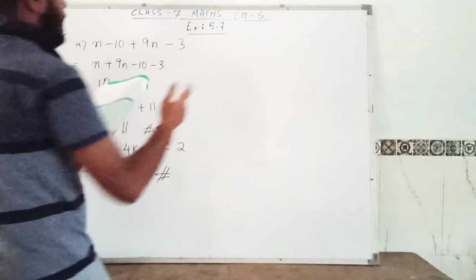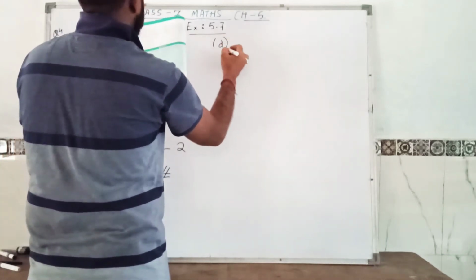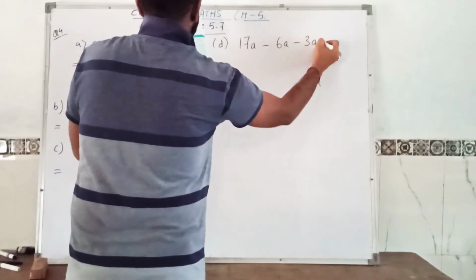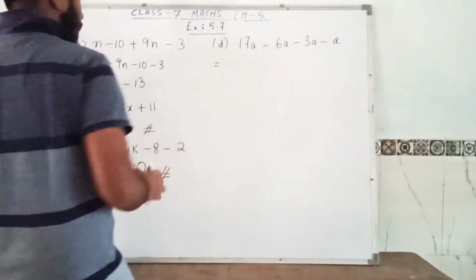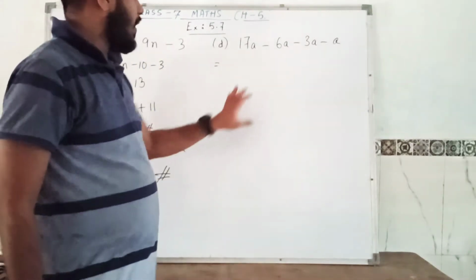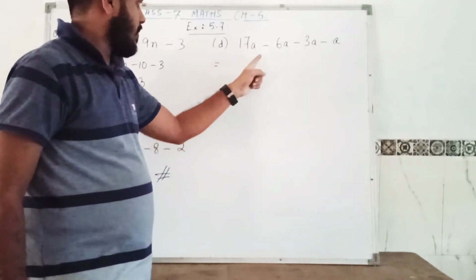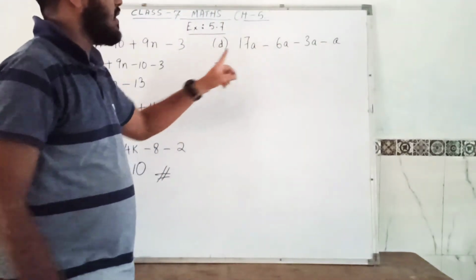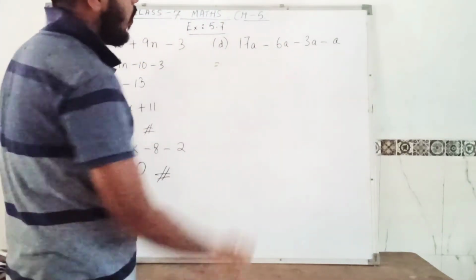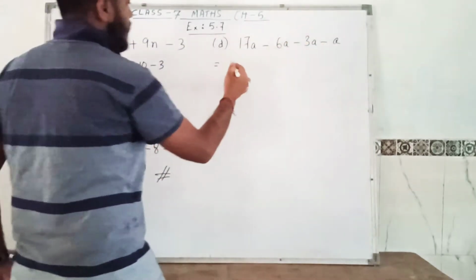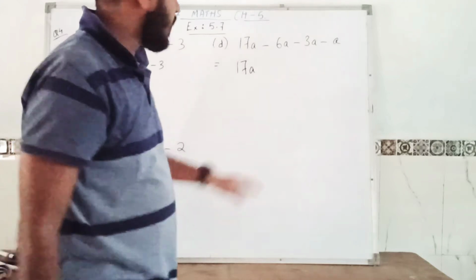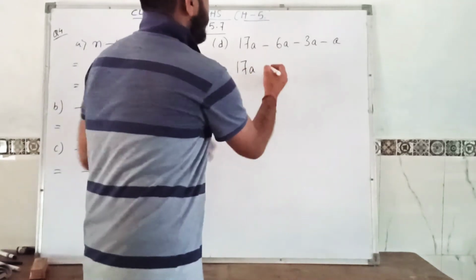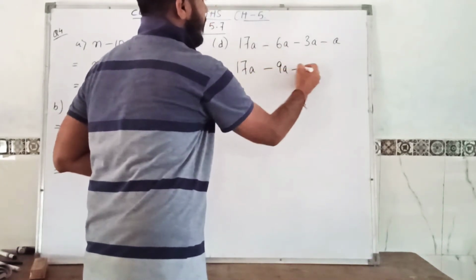Next, number D. 17a minus 6a minus 3a minus a. So here what we have to do, we have to apply the same rule here. This is minus 6a minus 3a minus a, but 17a is positive, and all the other terms are negative. So you solve that one first. 6 plus 3 is your 9. 6 is bigger, so it will give you minus 9a, again minus a.